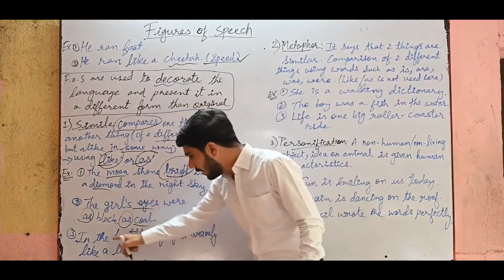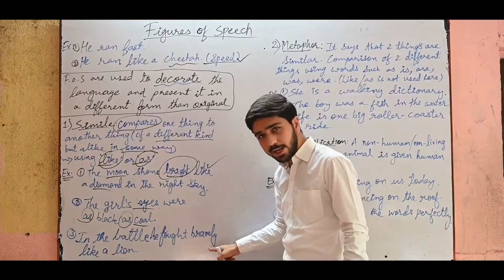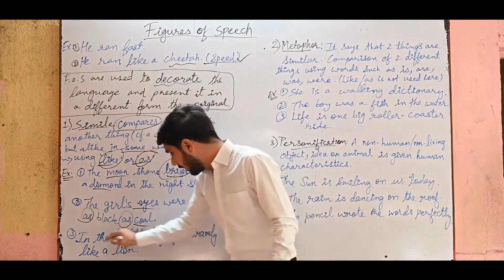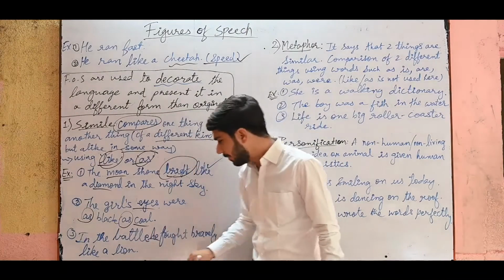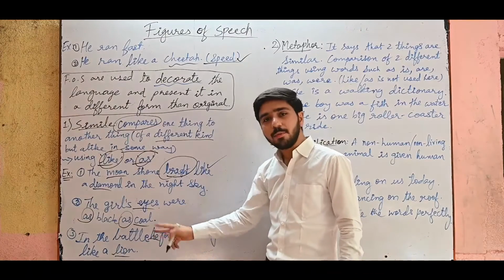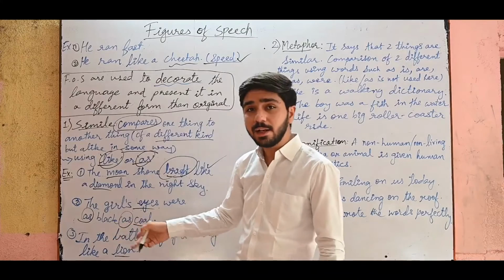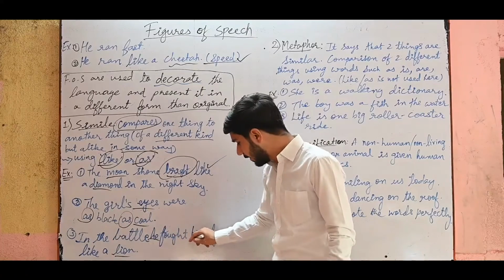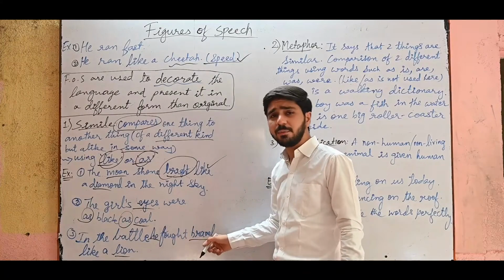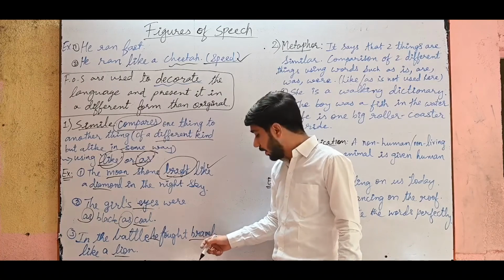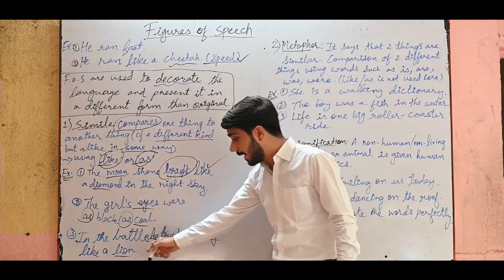Next, in the battle, he fought bravely like a lion. So again here, he means that person and lion. So two objects are compared: the person who fought, the soldier maybe, who is fighting in the battlefield, and the lion. And the point of comparison is this. Bravely means his strength. So here the bravery of the boy and the lion is the same.